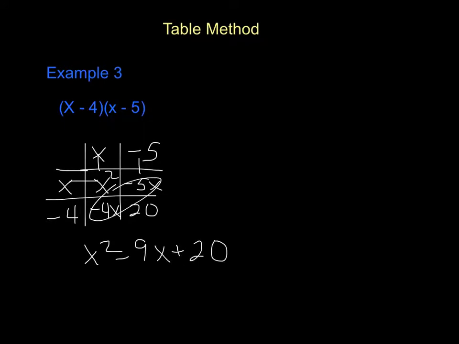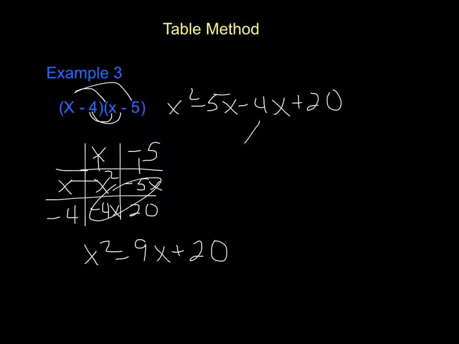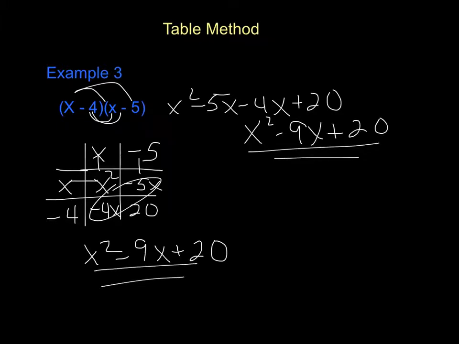If I go back to the distributive property, I can see that I've got x squared minus 5x minus 4x and plus 20. I've got all the same terms that I had in the table. So it's just another representation that you can use to multiply these binomials. Okay? This would again simplify to x squared minus 9x plus 20. So I end up with the same thing in the end.